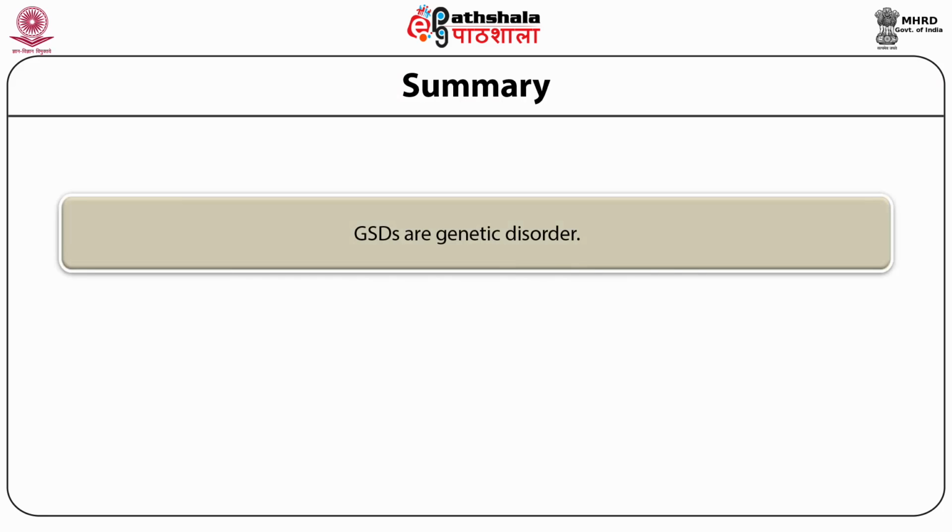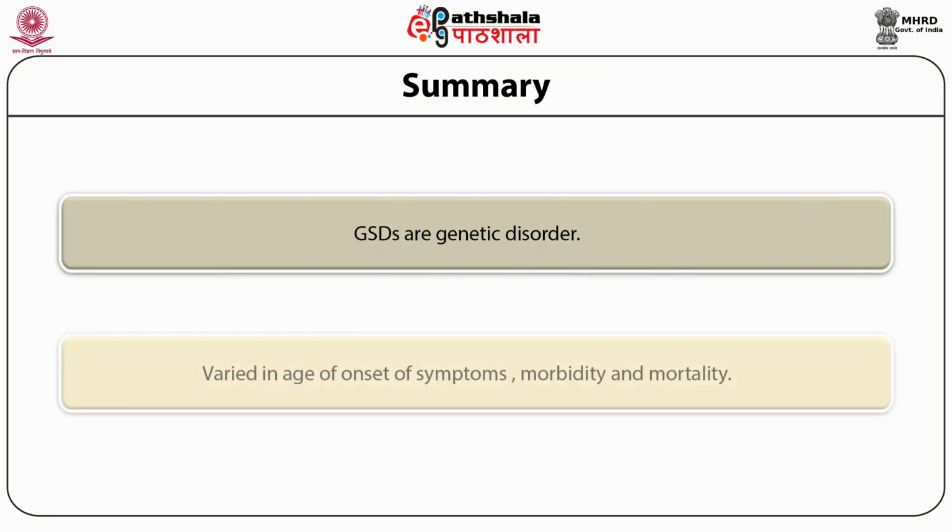So ultimately, a glycogen storage disease affects primarily the liver, skeletal muscles, heart, and sometimes the central nervous system and the kidneys. These unique diseases are quite varied in age of onset of symptoms, morbidity and mortality. Glycogen storage diseases are classified according to the enzyme deficiency.